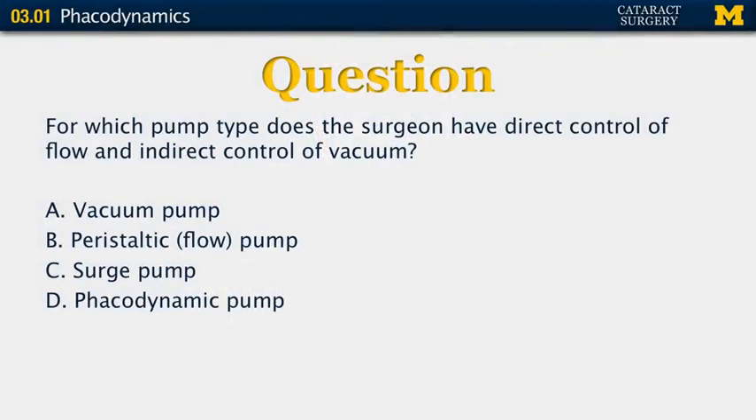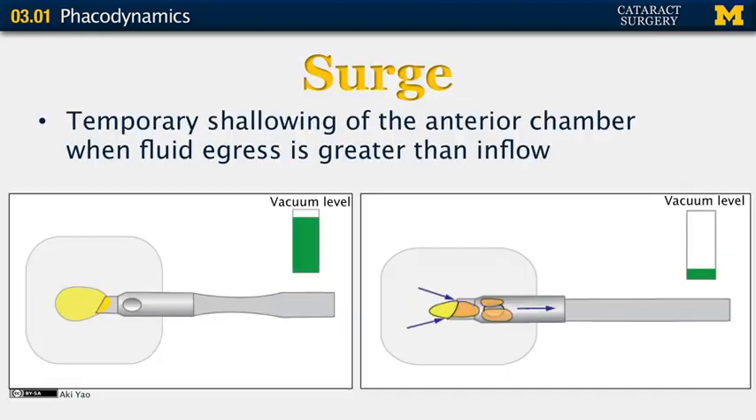And the answer is a peristaltic or flow pump. So now I want to talk about another concept that we call surge. And this can be of great utility to the phacosurgeon to understand, because when it does occur, it can have devastating consequences. So what surge refers to is a temporary shallowing of the anterior chamber when the fluid leaving the eye is greater than the fluid coming into the eye.